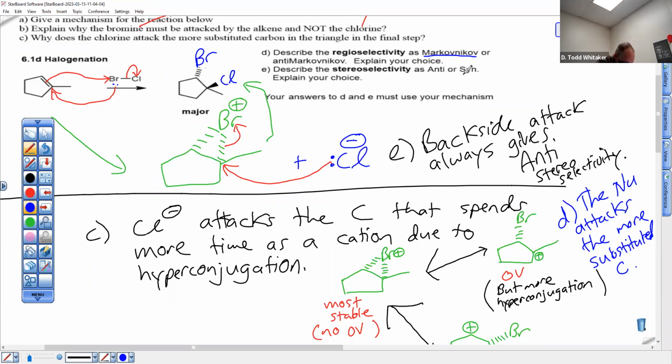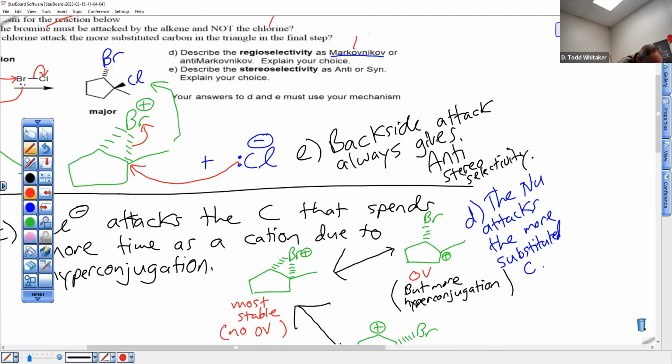Okay. All right. So what do we have? Markovnikov. I'm just going to tell you what Markovnikov is. It's very straightforward. Much more straightforward than the guy's name. The more electronegative atom ends up on the more substituted carbon.